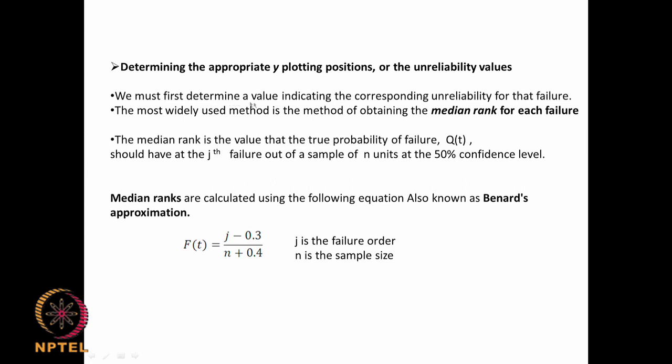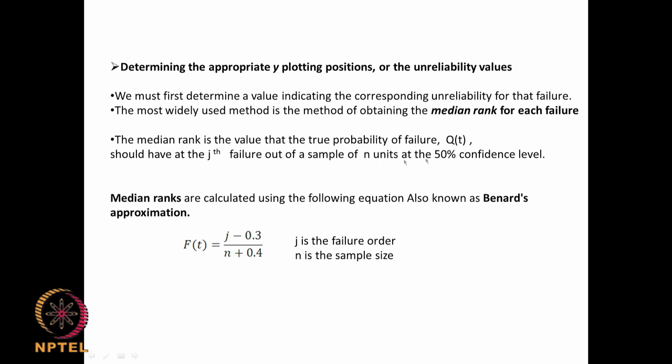First we need to determine a value indicating the corresponding unreliability for that failure. The general method that is used is called a median rank for each failure. The median rank is the value that the true probability of failure Q(t) should have at the jth failure out of a sample of n units at the 50% confidence level.